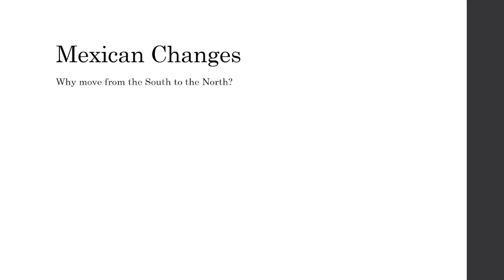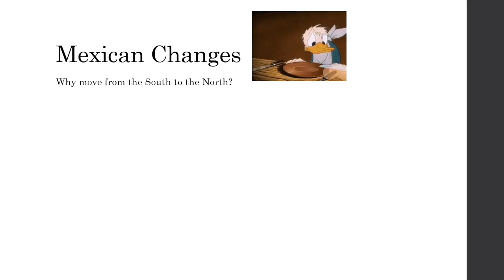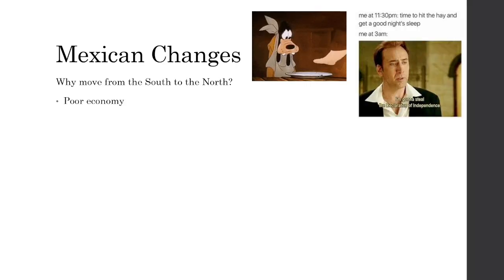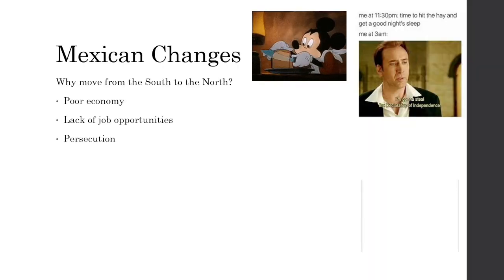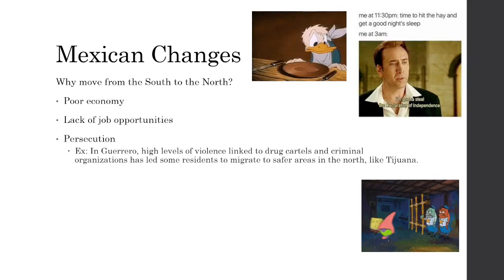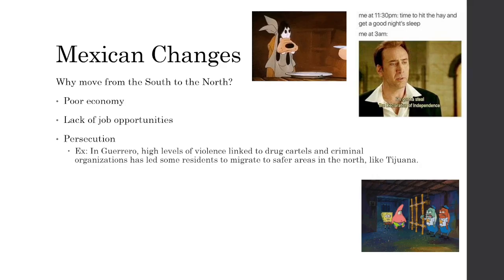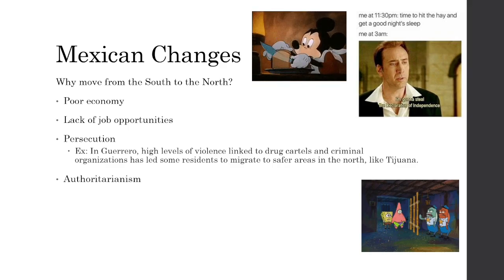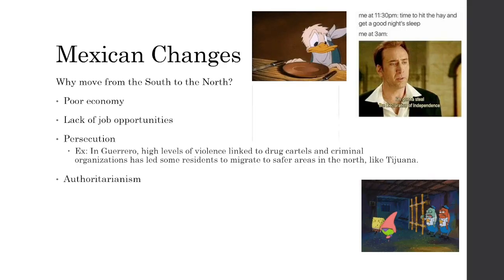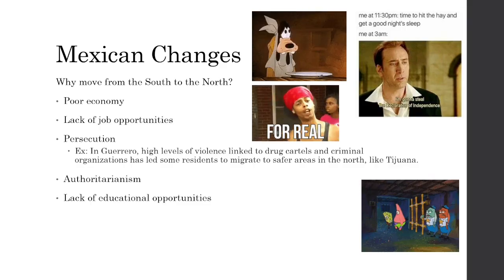So why exactly are they moving from the south to the north? We kind of know why, but we kind of don't know why. So why are they moving? So there's a poor economy in the south. There's lack of job opportunities and persecution. So in one state, there's high levels of violence linked to drug cartels and criminal organizations. People don't like to live in areas like that. There's authoritarianism within the regional governments within the south and the political officials within them. There's lack of educational opportunities.